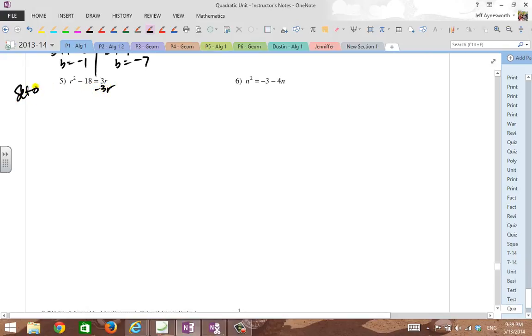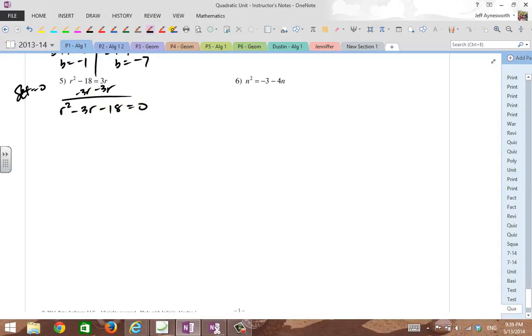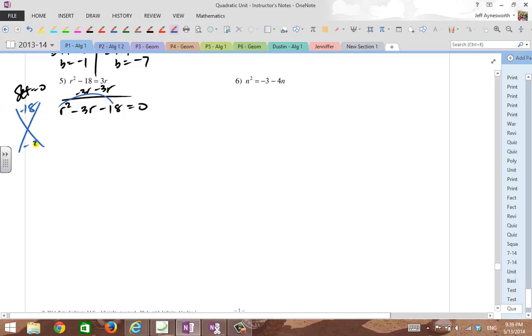Like this one, it's not set equal to 0, right? So we have to set equal to 0 and do whatever it takes. If you see a 3r, well then subtract 3r. Always add the opposite there. And you get r squared minus 3r, put in descending order, minus the 18 equals 0. And then play the factoring game again. So what two numbers multiply to negative 18 and add to negative 3? You know, pause the video and go for it.